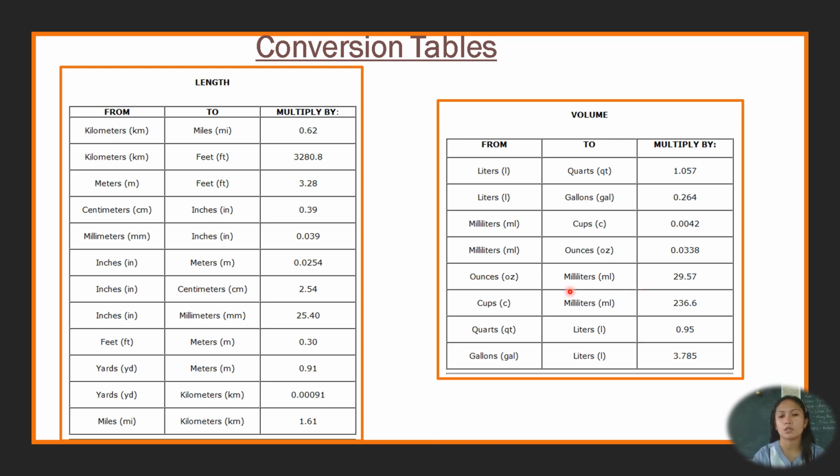1 ounce is just equal to 29.57 milliliters. 1 cup is equal to 236.6 milliliters. 1 quart is equal to 0.95 liter. 1 gallon is equal to 3.79 or 3.785 liters.